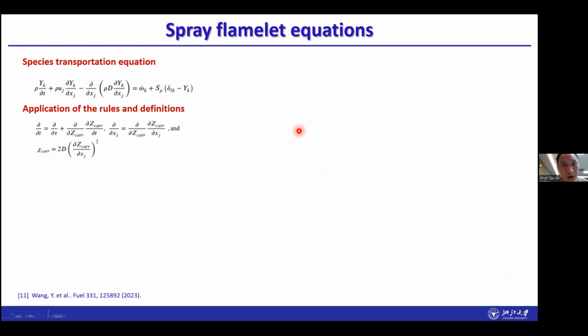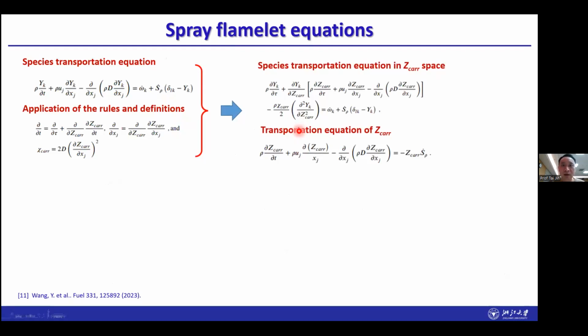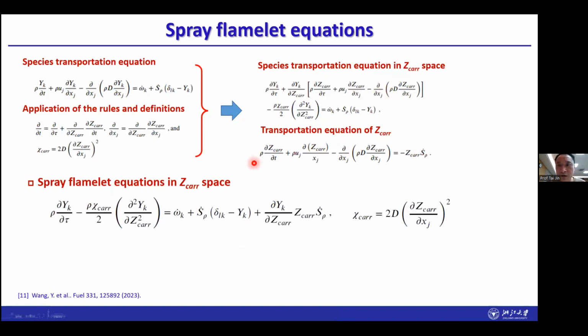Okay, so we have the mixture fraction definition. So how about the flamelet equations in the newly defined mixture fraction space? We begin with the species transport equation here, and the rules and definitions we apply are quite similar to the derivation of the flamelet equation in the original mixture fraction space. Then we can get the species transport equations in the J carrier space, and also the transport equation of the carrier. From these two, we get the spray flamelet equations in the J carrier space. So this is the final spray flamelet equation.